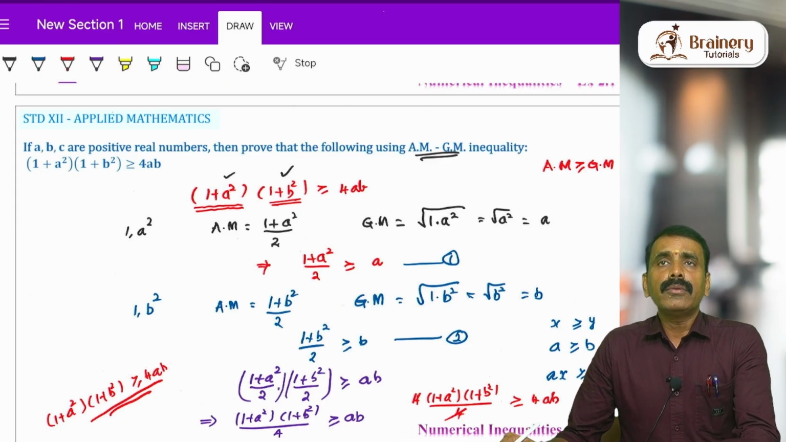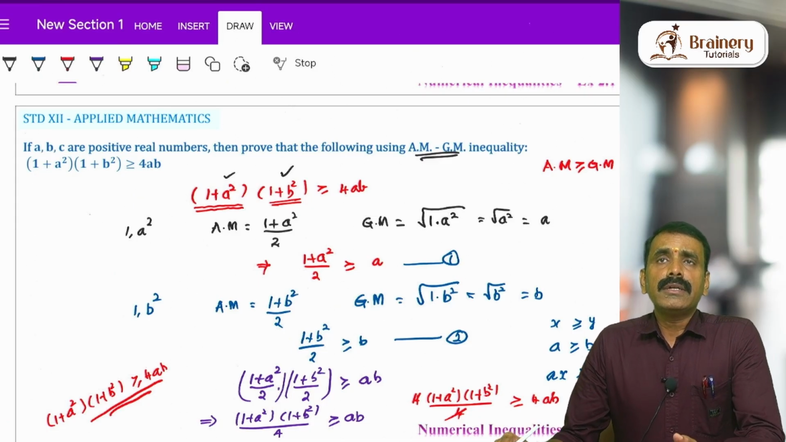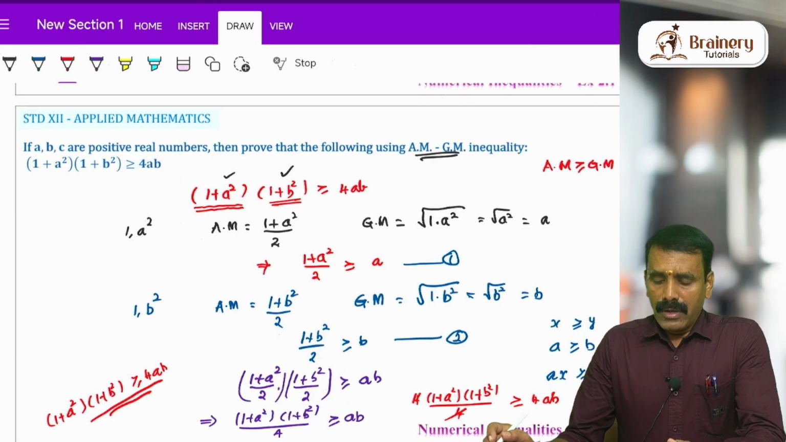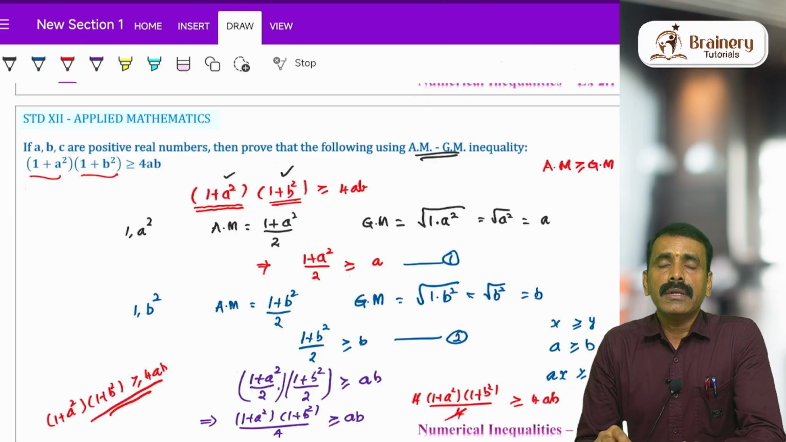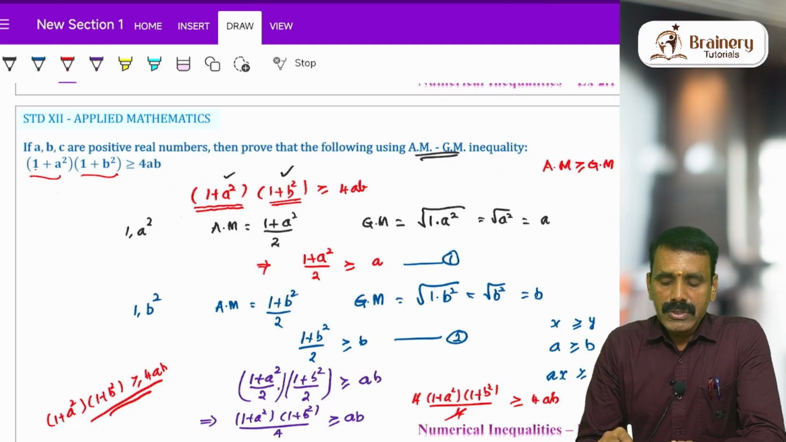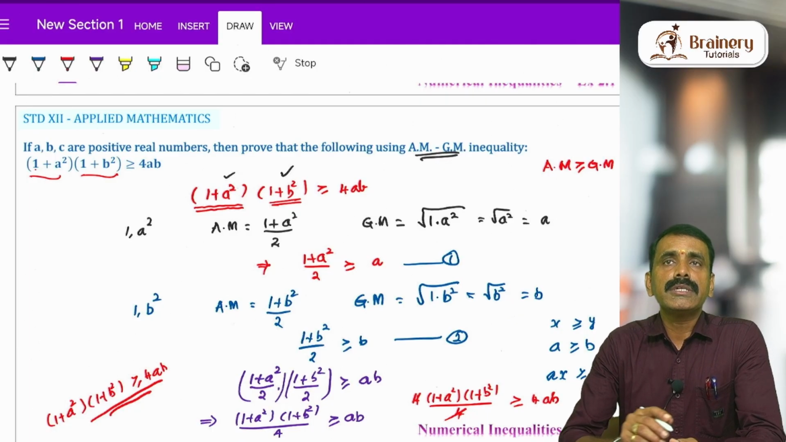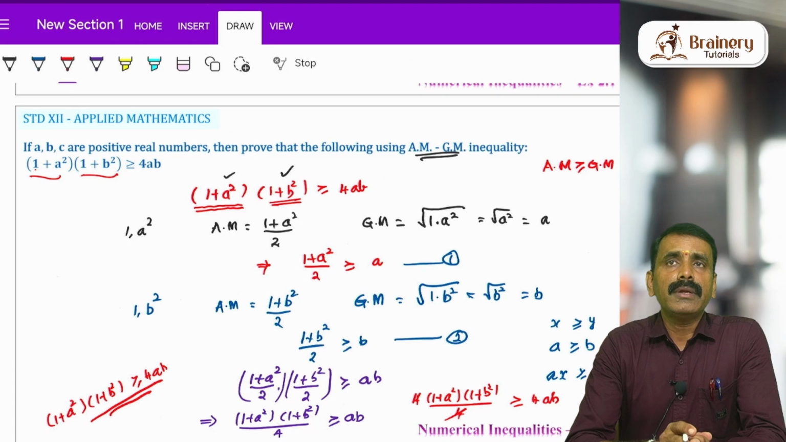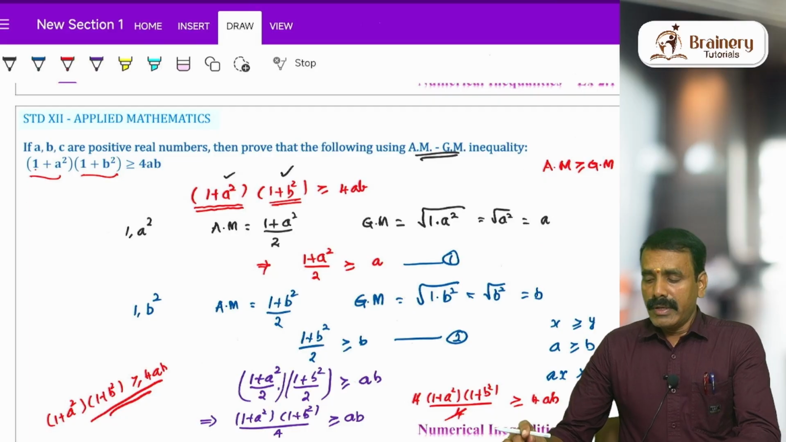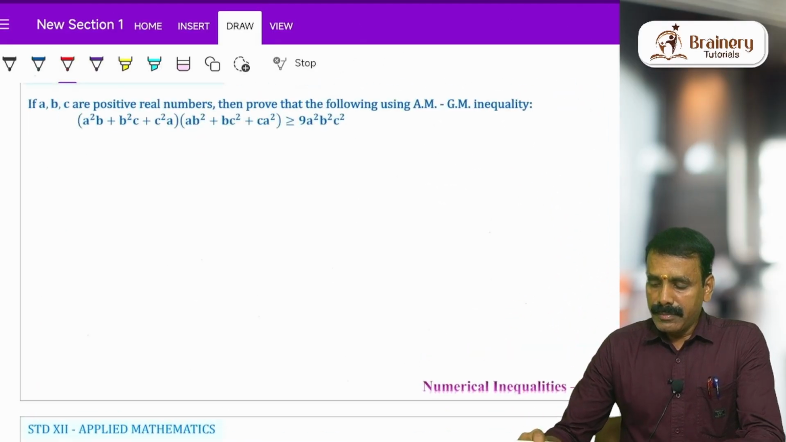So we have to study the left hand side to derive the answer. How many factors do we have? 2 factors. What are the numbers which are related? 1 and A square. So we have to apply arithmetic mean for these 2 numbers. When we see the question itself, we will get an idea for which terms we are going to take arithmetic mean, so that we get the desired inequality. Okay. We consider another problem of this same type.